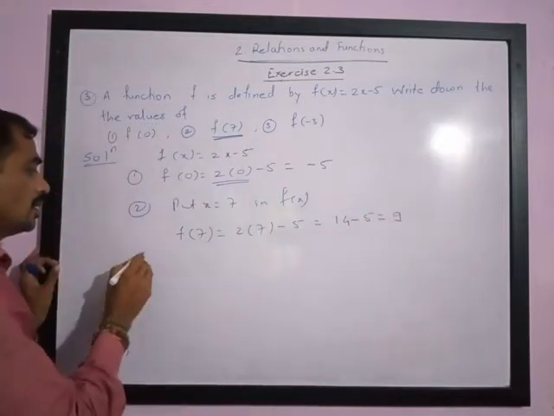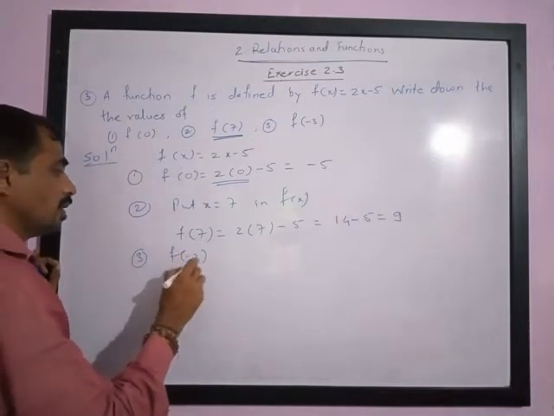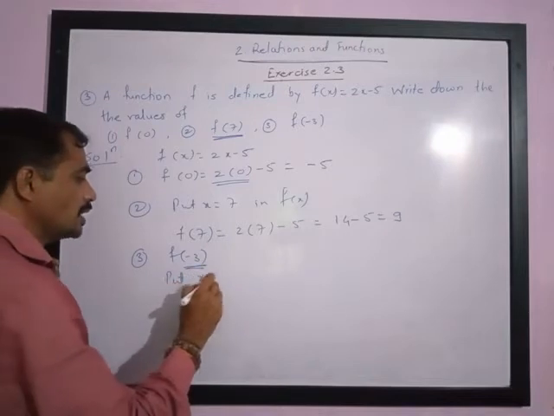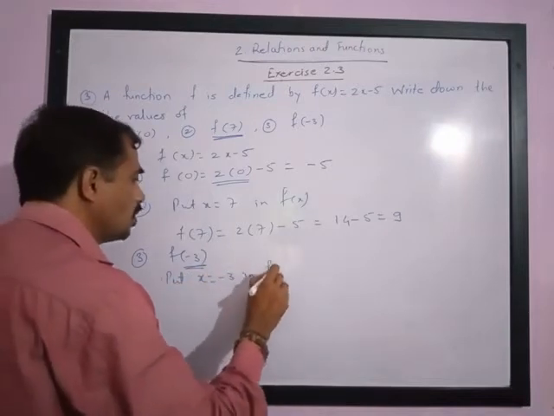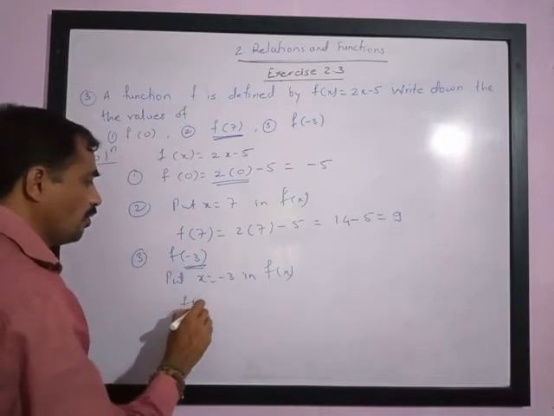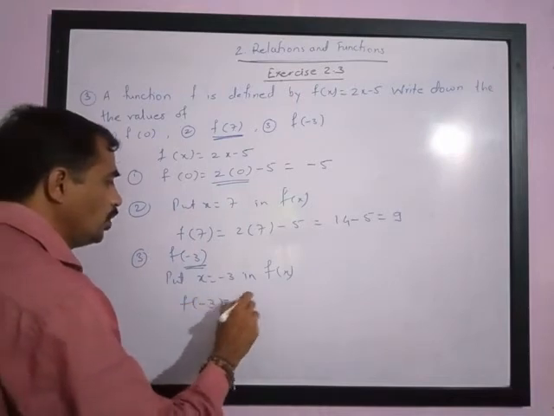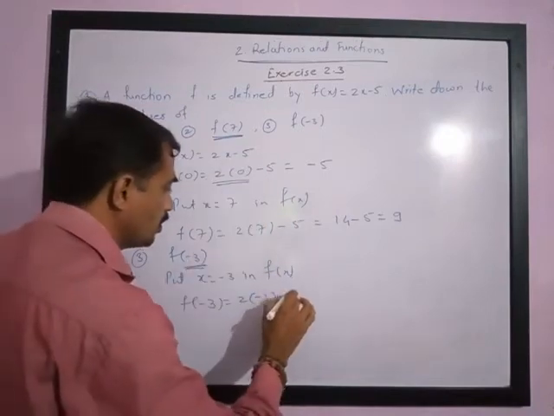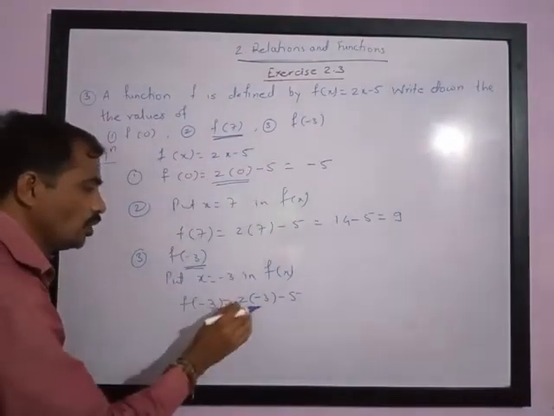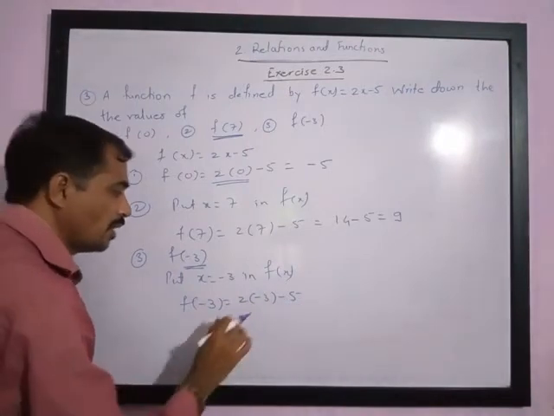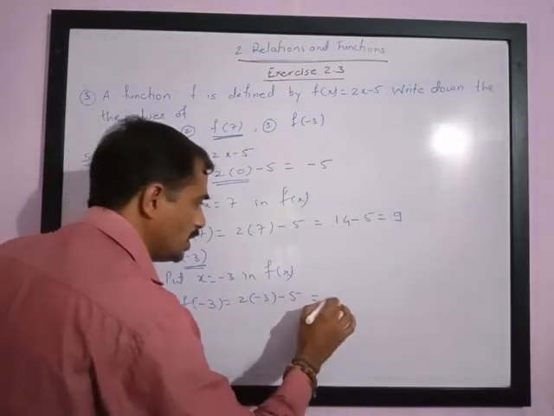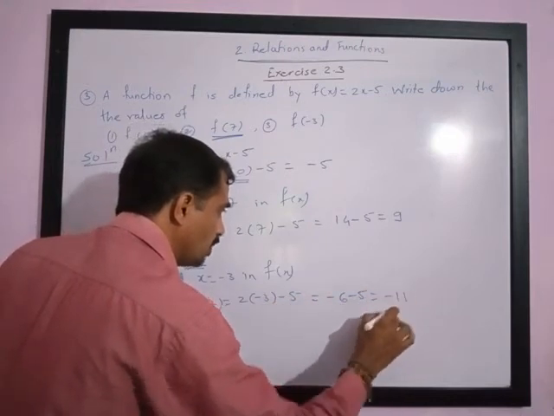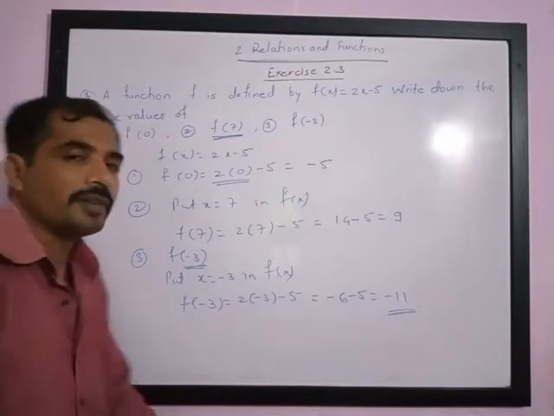And third is f of minus 3. So here to find this, we have to put x is equal to negative 3. Put x is equal to negative 3 in f of x. You will get f of minus 3 is equal to 2 into minus 3 minus 5. We were given 2x minus 5, so 2 into x is minus 3 minus 5. So this is equal to negative 6, negative 5. It means it will be negative 11. So answer is negative 11.